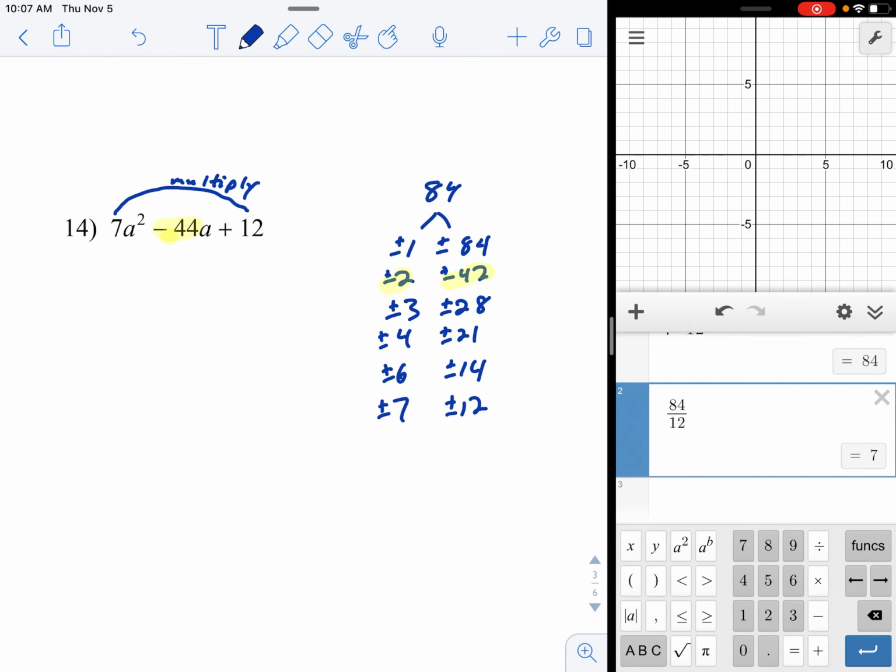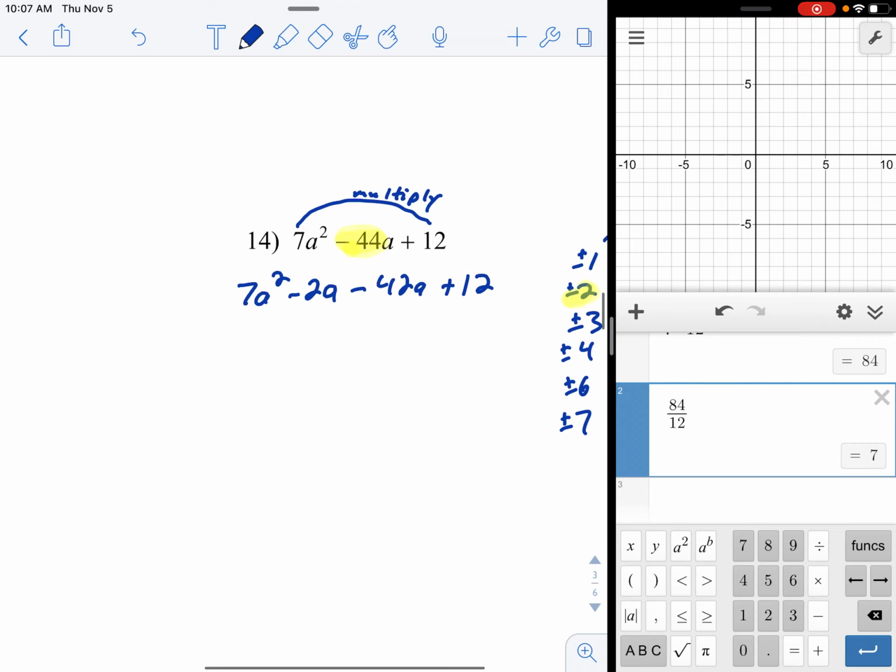So here's what you do. You rewrite the original problem as 7a squared minus 2a minus 42a plus 12. Do you follow what I did? I took this term and I split it into minus 2 minus 42. Now we are going to do, at this point, common factoring, just like the first couple of problems.